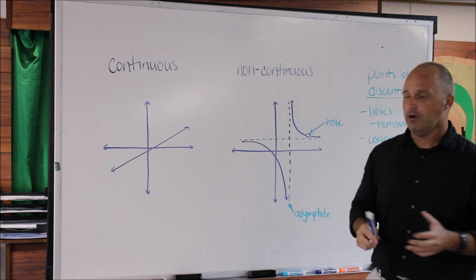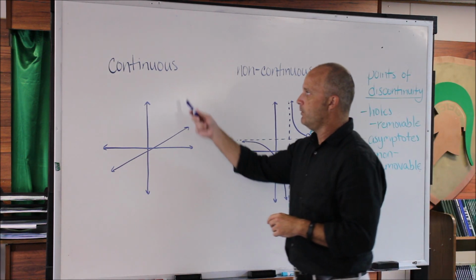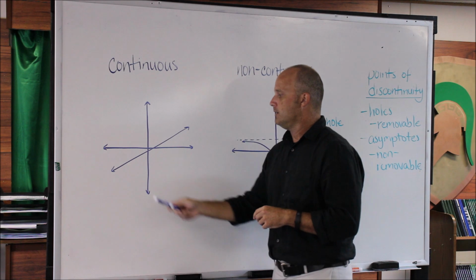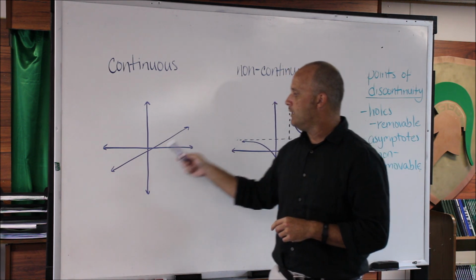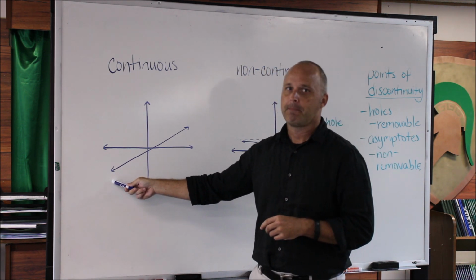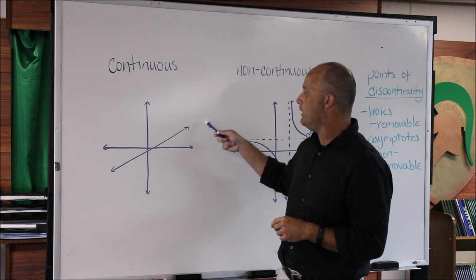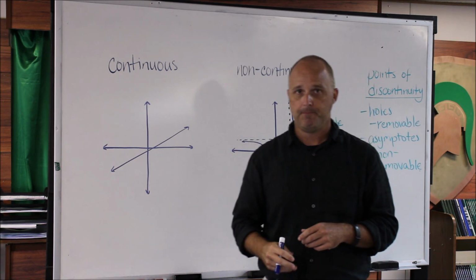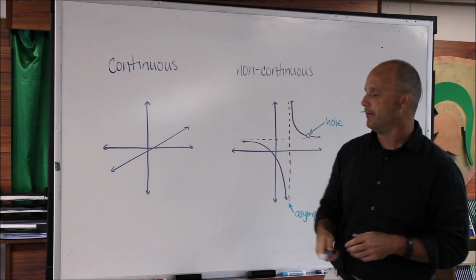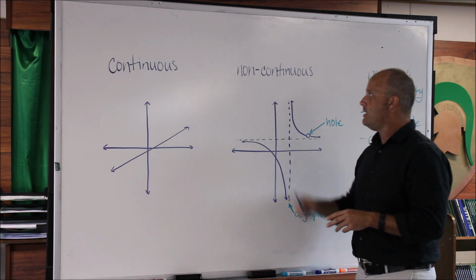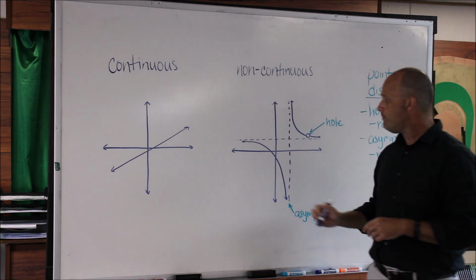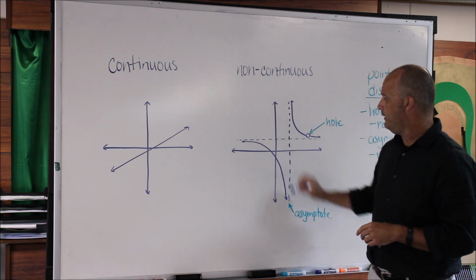Now, just a review of what some of these terms are. Whenever we have a continuous graph, a continuous graph means that we can put our pencil down here and we can draw this line out, and we never have to pick our pencil up, or pick the marker up or anything like that. When we have a non-continuous graph, that means at some point we've got to pick the pen or the pencil up.